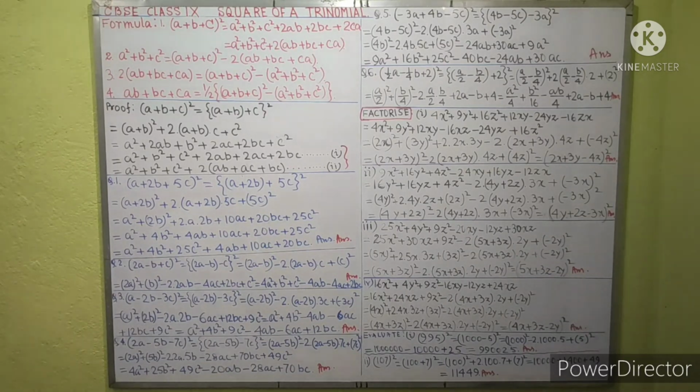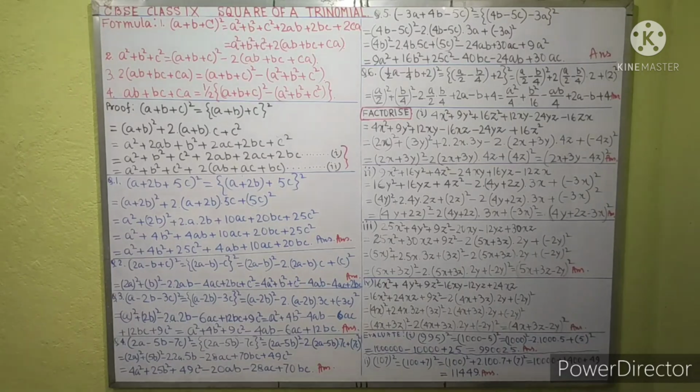As it is (a minus b) whole square, so it is (4b minus 5c) whole square. This is a minus 2ab. A means 4a minus 5c, b means 3a, and b square minus 3a whole square. Calculating this and arranging, we are getting 9a square plus 16b square plus 25c square minus 40bc minus 24ab plus 30ac. This is the answer.